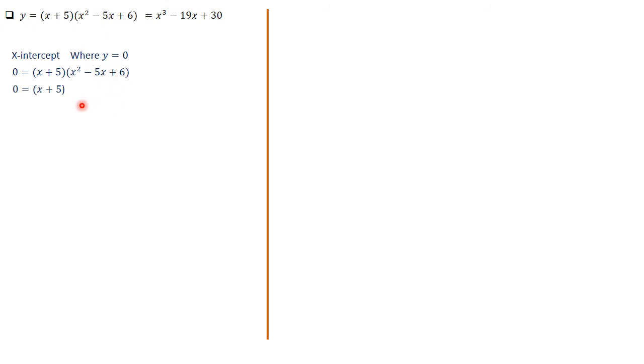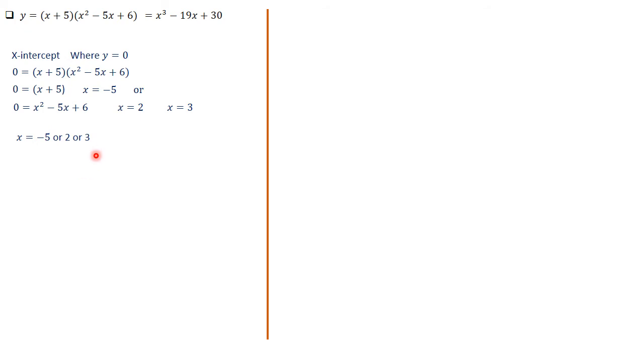Therefore, we say 0 is equal to x plus 5. Again, therefore, x is equal to -5. Or we have x squared minus 5x plus 6 equals 0. So solving the value of x there, you get x equals 2 or 3. So what do we have? We have turning points at the points -5, 2, and 3. Those are the points where the curve touches the x-axis.